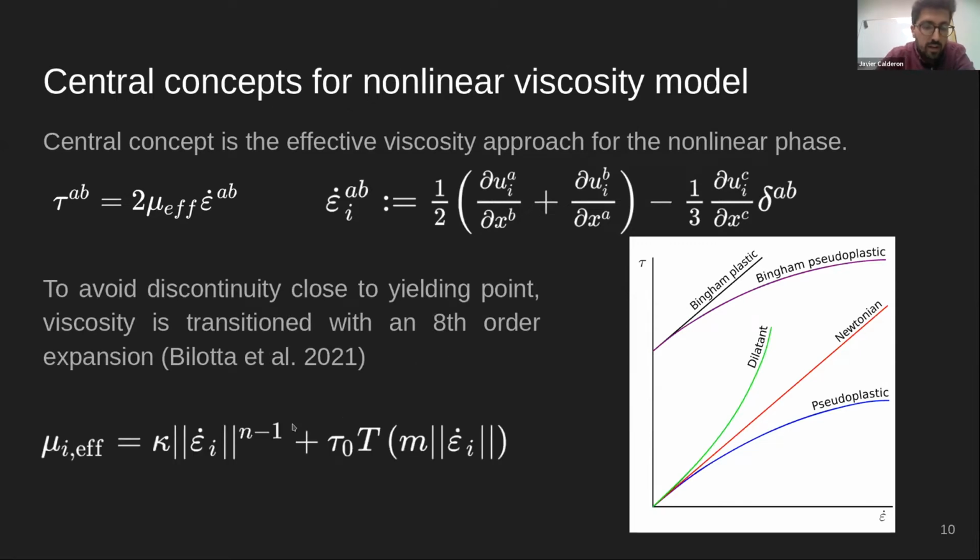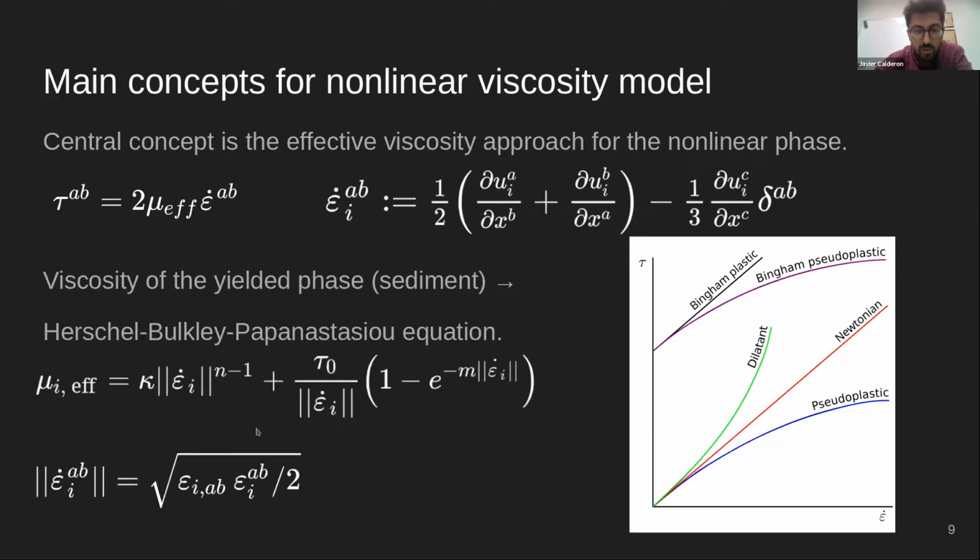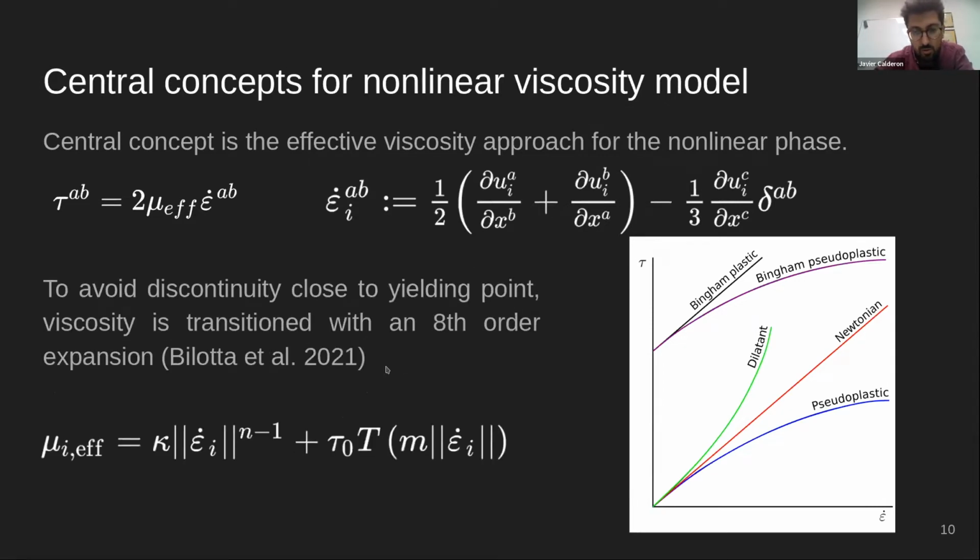We have to be aware because there is a discontinuity close to the yielding point, and for that we just included an expansion term based on a Maclaurin series, as was introduced by Bilota last year. So we have to be careful, because when the modulus of the strain tensor is 0, we might have numerical issues from this term. So for that, what we do is just to expand it with this series.